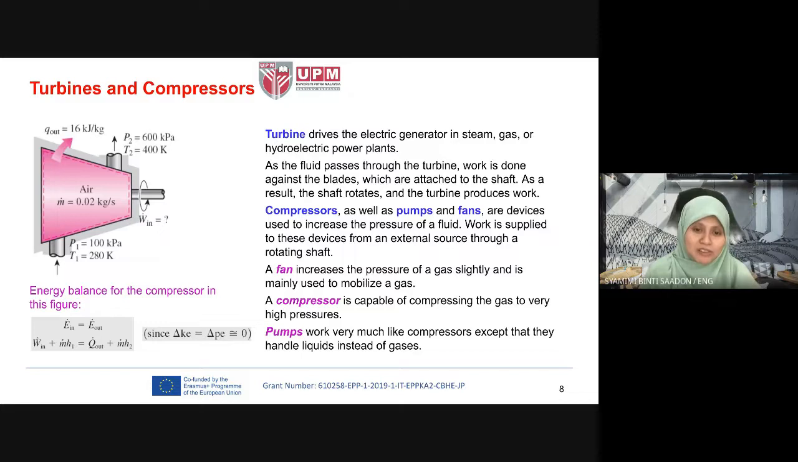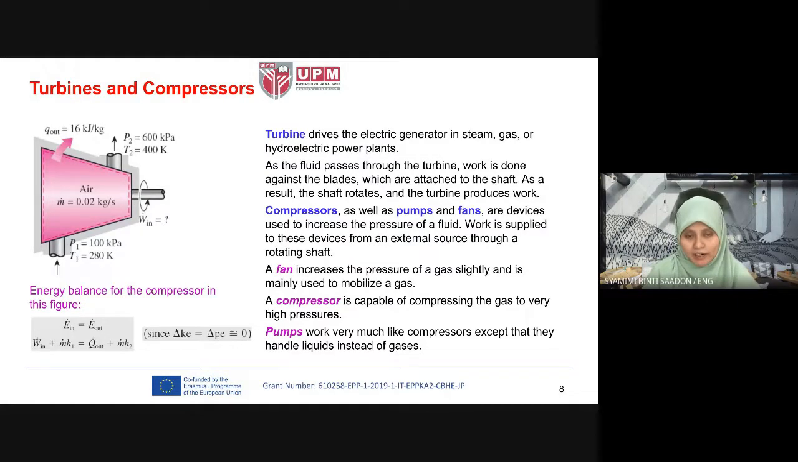So this device is used to increase the pressure of a fluid. Work is supplied to this device. In order to increase the pressure, the compressor needs energy, some sort of work source, work input to rotate the shaft. That's why the work produced by the turbine is being used in the compressor. A fan increases the pressure of a gas slightly and is mainly used to mobilize a gas.